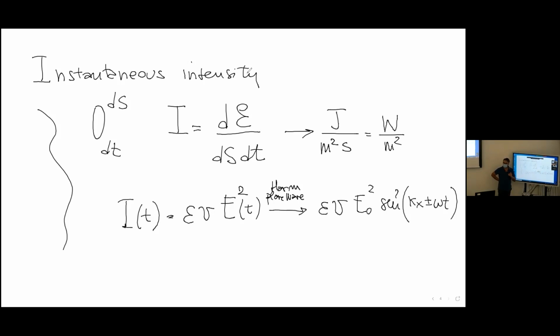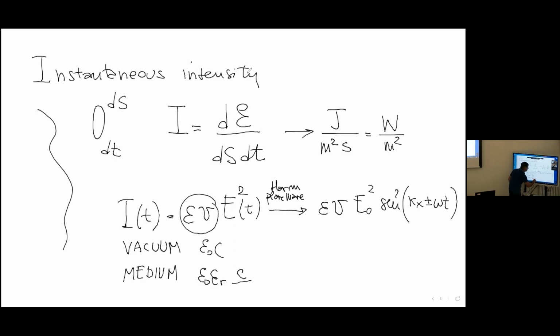Now, if you are in vacuum, then you have as a prefactor the dielectric constant of vacuum times the speed of light in vacuum. If you are in a medium, then here you have epsilon naught, epsilon r, so the dielectric constant of your medium changes by a factor that is the relative dielectric constant, and you have the speed of light in your medium, which is c divided by the refractive index, okay? So depending whether you are in vacuum or in a medium, you get that. This is the instantaneous intensity, okay?